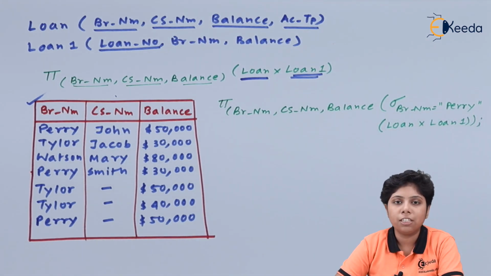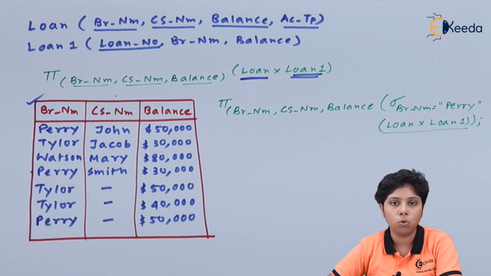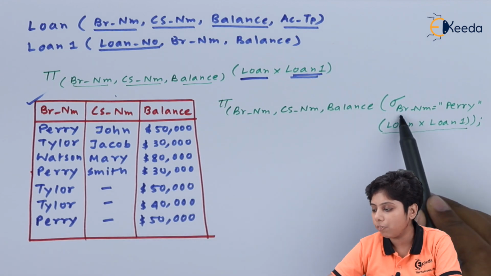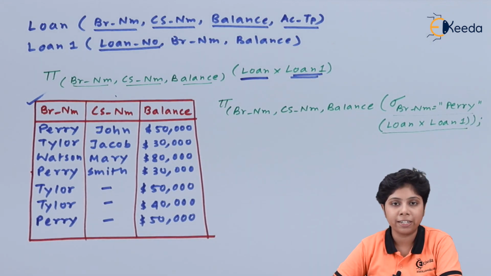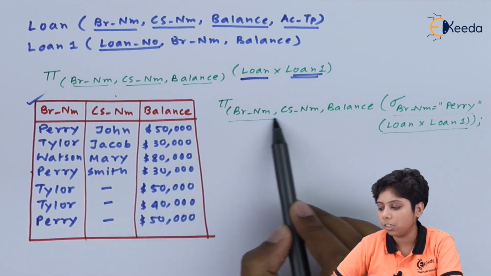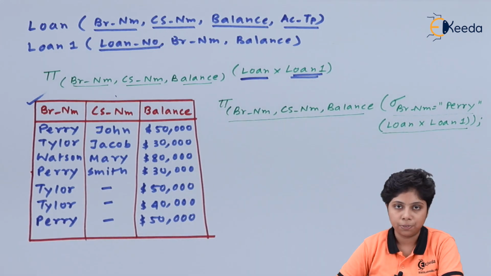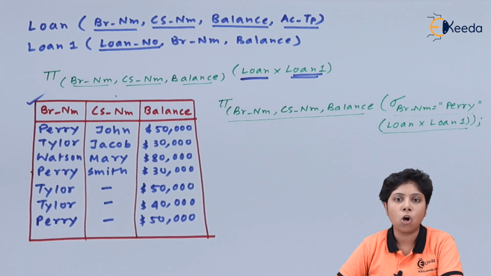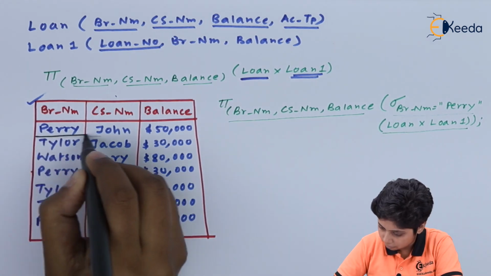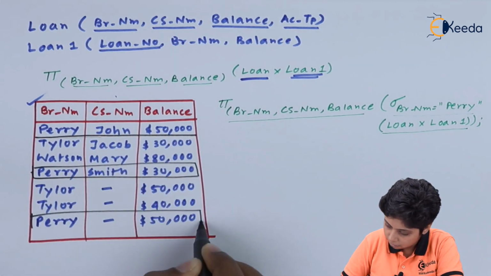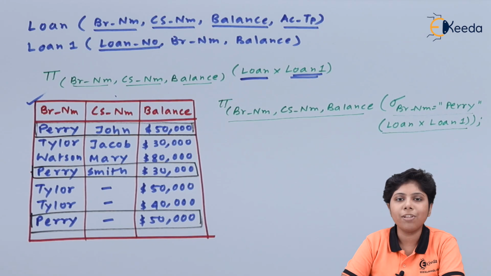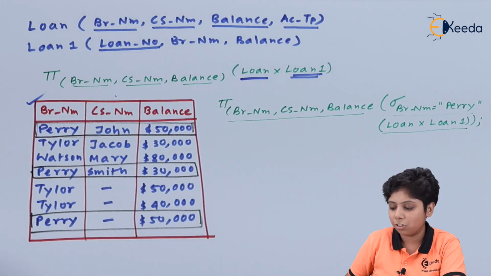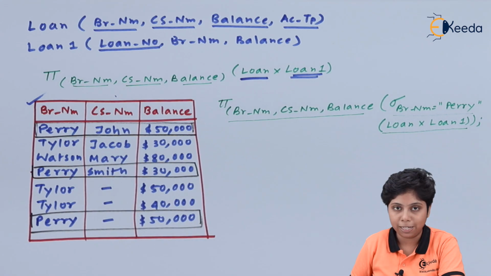As I have mentioned earlier, the innermost relation or operation will be evaluated first. So here first the Cartesian product will be done on the loan and loan 1 relations. Then the selection will be done on the predicate branch name equals Perry, and then it will be projected on these three attributes of the result. So now our output will be sorted down. So we will have only this Perry branch name along with the customer names John and Smith, and here we will have no customer name as our result.